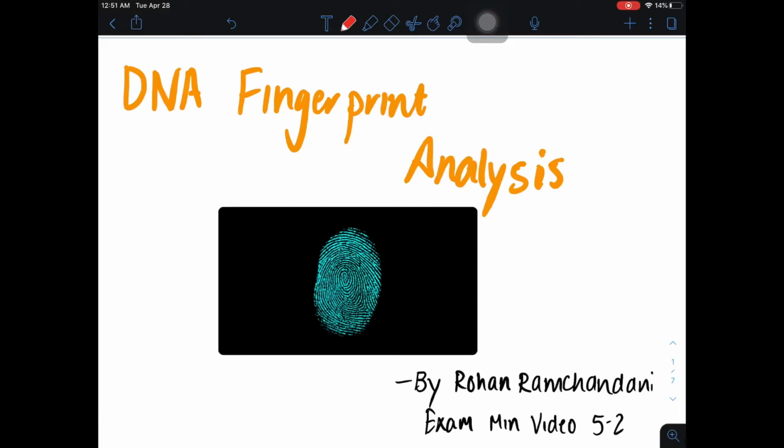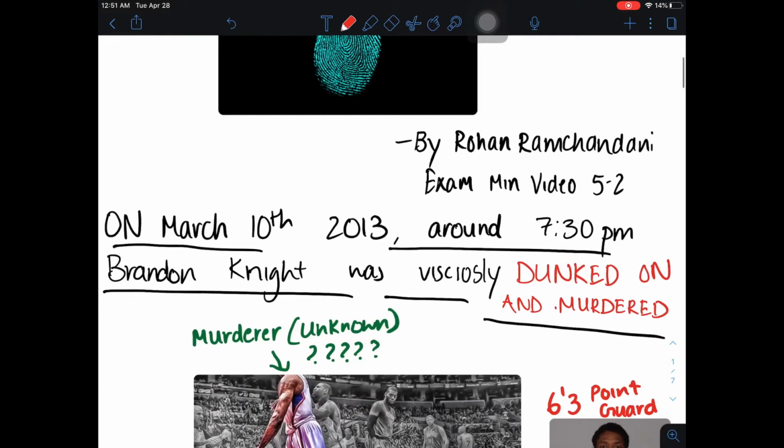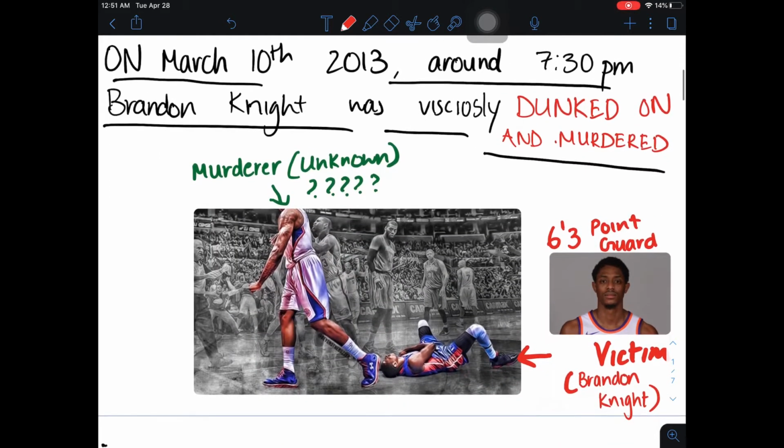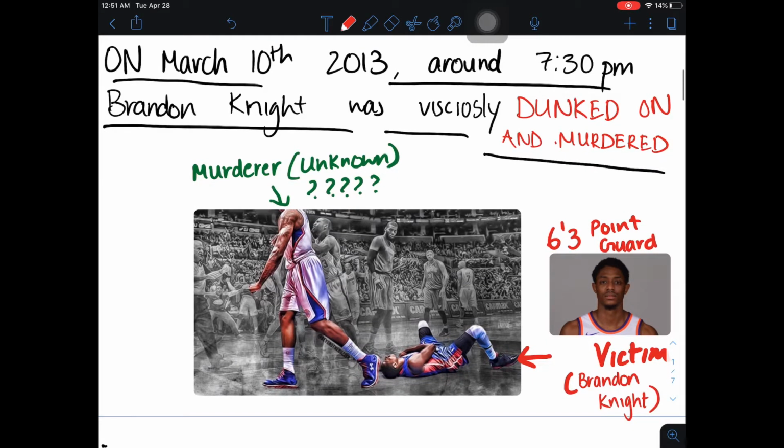In this video, we will talk about DNA fingerprint analysis and how it can help solve crime. We have a victim here named Brandon Knight who was viciously dunked on by a player and murdered on the court. After this dunk, he was never the same player. There are 4 suspects who could have dunked on him with their insane athletic abilities.